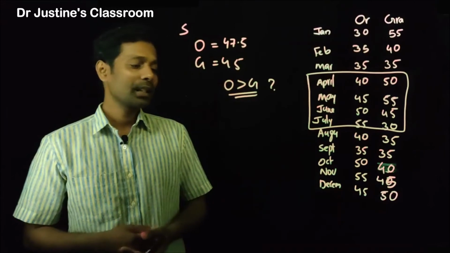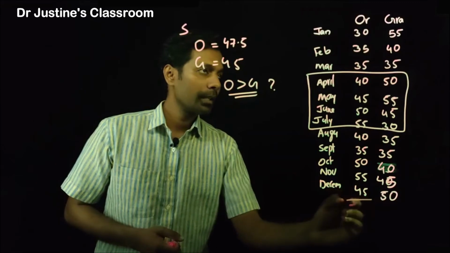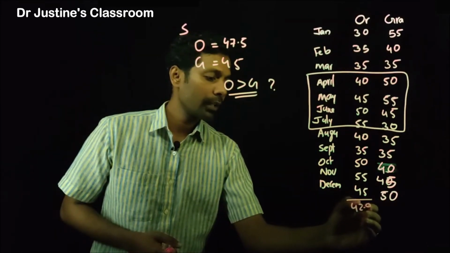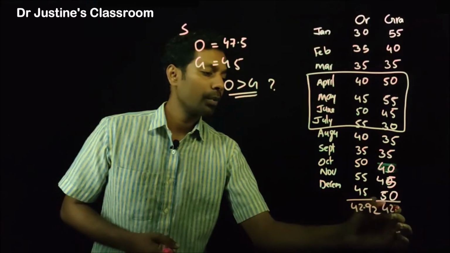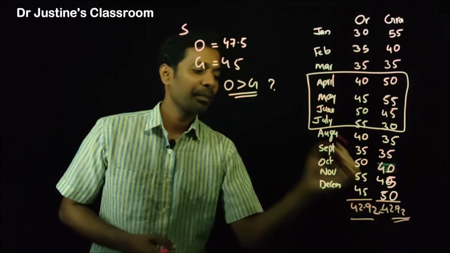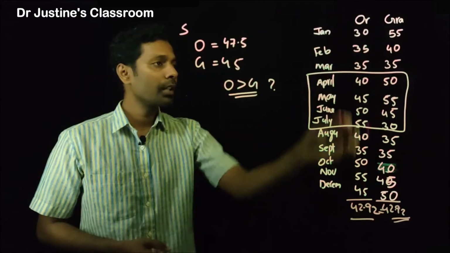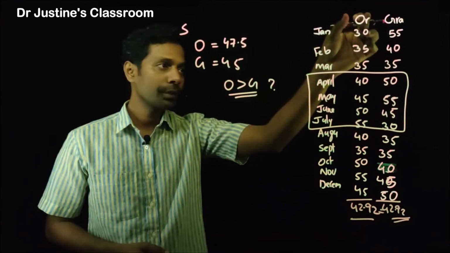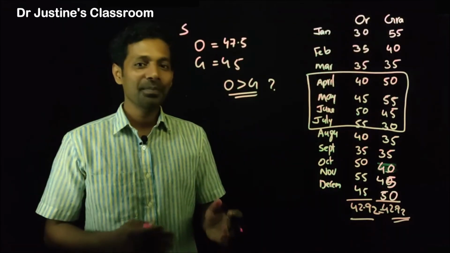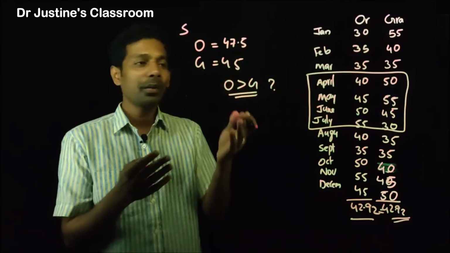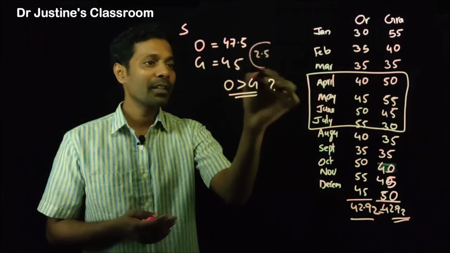You cannot. For example, what if you calculate the entire population average? This will be 42.92, and this one, if you calculate, that also will be 42.92. See this? These are the same. If you take the entire year, the entire population, the average price of orange and the average price of the grapes are both the same. Now how did we get a result like this for orange and grape, a difference like 2.5?